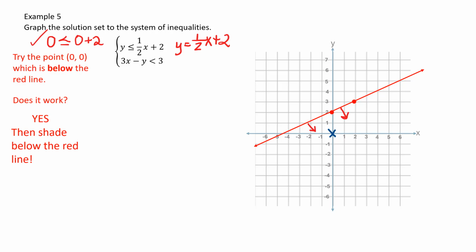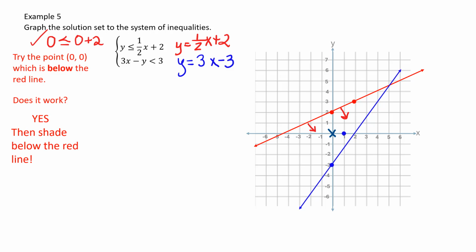So I'm going to shade below the red line. And I'm just going to put arrows here because I don't know which side of the other line I'm going to shade yet. All right, so let's look at the other line. y equals 3x minus 3 is the border for that one. And so that has a y-intercept of -3 and a slope of 3/1. So that looks like this.